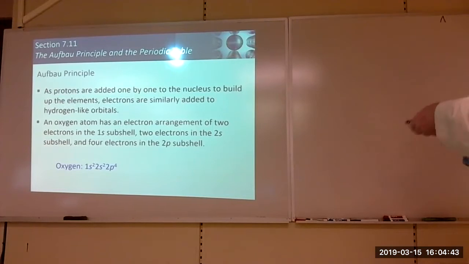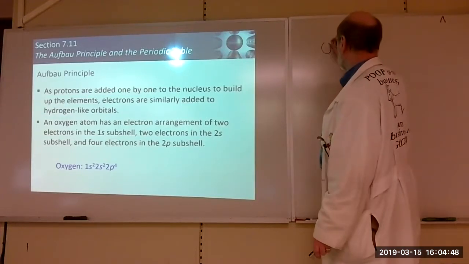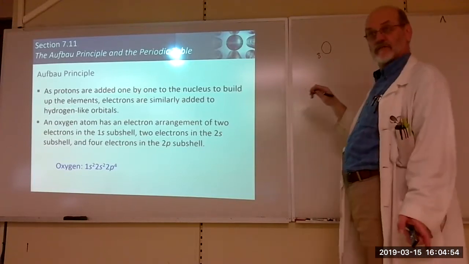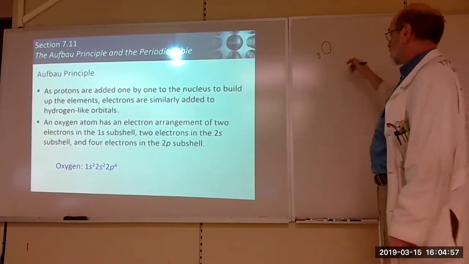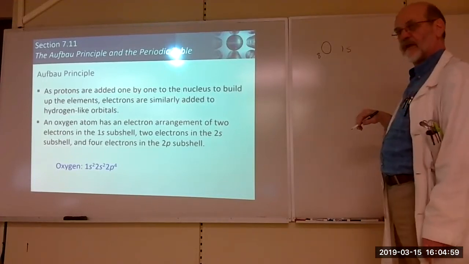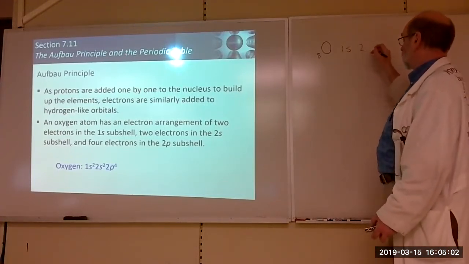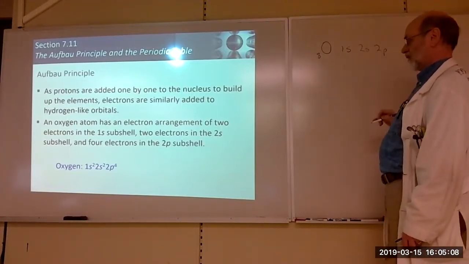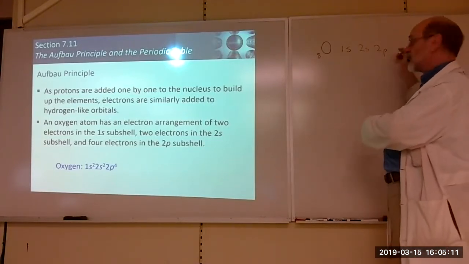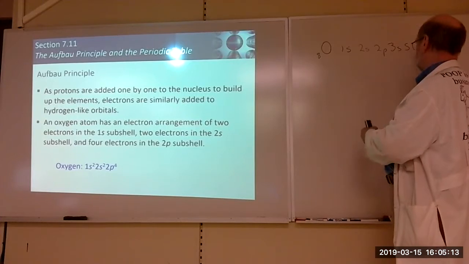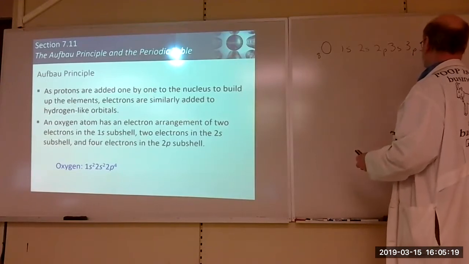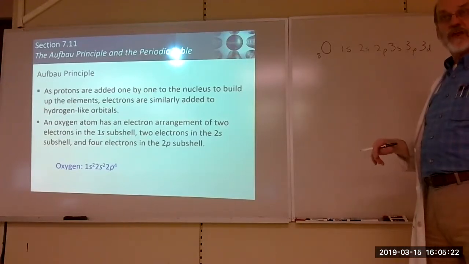So for this example, we have the oxygen atom, right? So if we write oxygen, it has 8 protons. So that means it has 8 electrons. So we start with the lowest energy, 1s. Then we move to the second level. The second level can have s and p. And if we need, we can go further. If we get to 3, then it has s, p, and d available. But oxygen is going to run out before we get there.